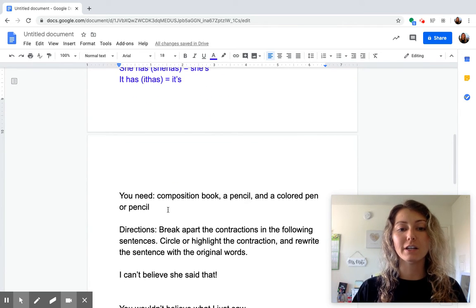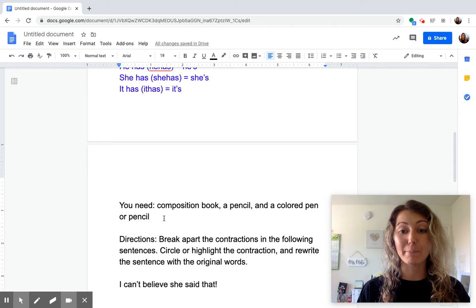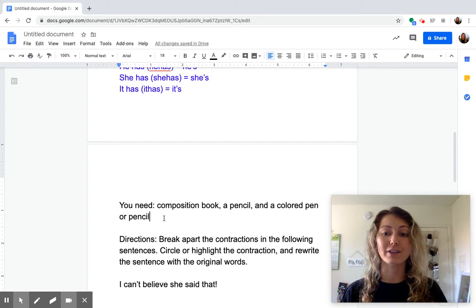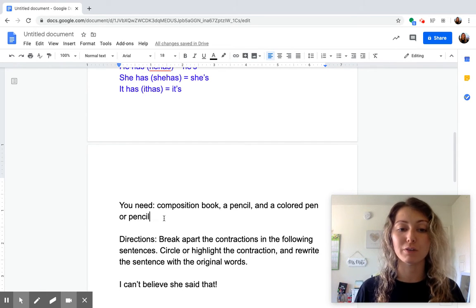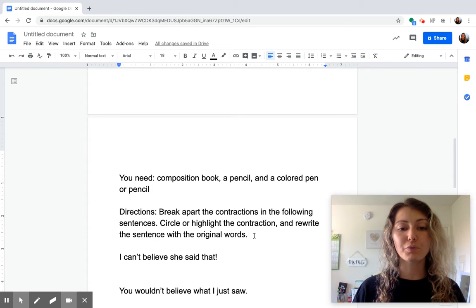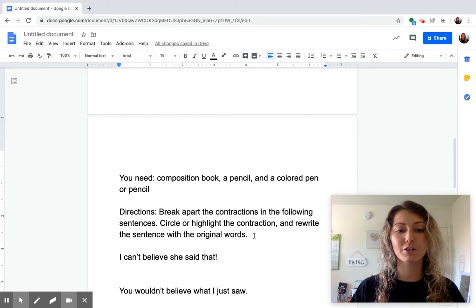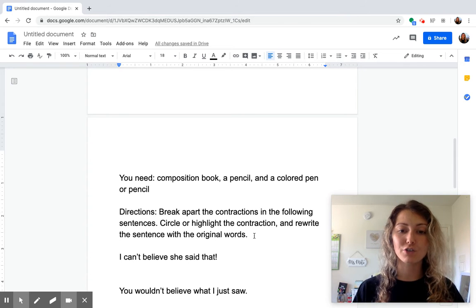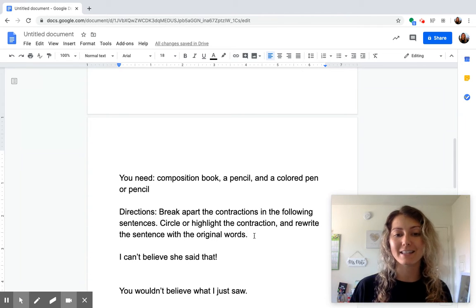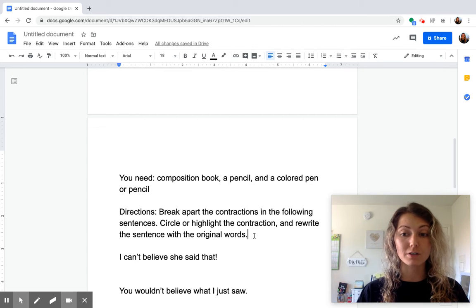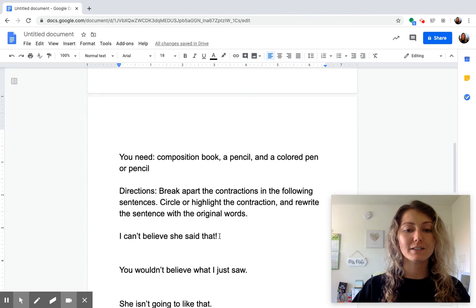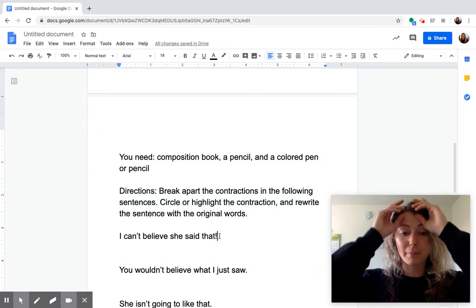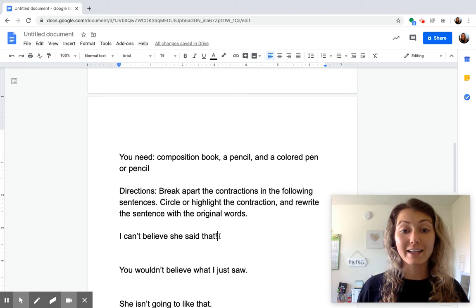So today you're going to need a composition book. You're going to need a pencil and a colored pen or pencil. That way you can follow along with me as we go through these sentences. Your directions for today are to break apart the contractions in the following sentences. We're going to circle or highlight the contraction, and we're going to rewrite the sentence with the original words. So we're going to make these sentences formal. The first sentence, get ready to write it down in your composition book, says, "I can't believe she said that."